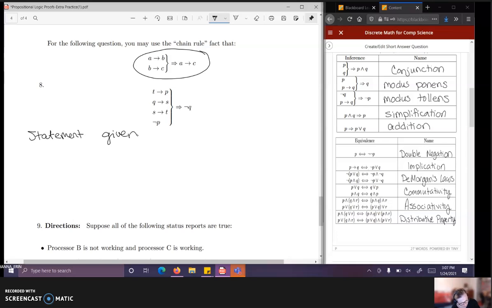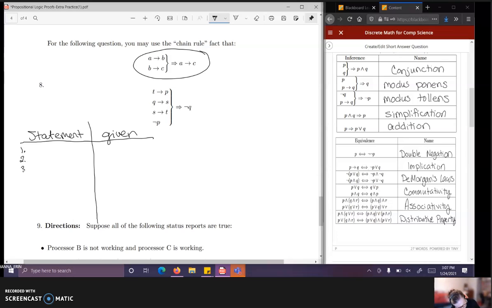So if you want to give this one a try by yourself, go ahead and try it now. So essentially that new rule is telling us if we have two implications where the hypothesis of one of them matches up with the conclusion of the other, then we can take the non-matching hypothesis and conclusion and create a new implication.